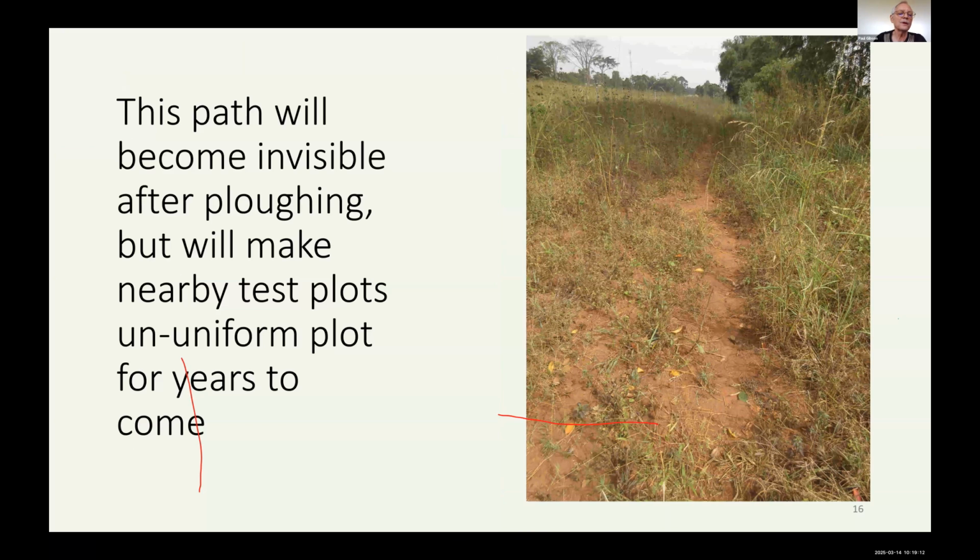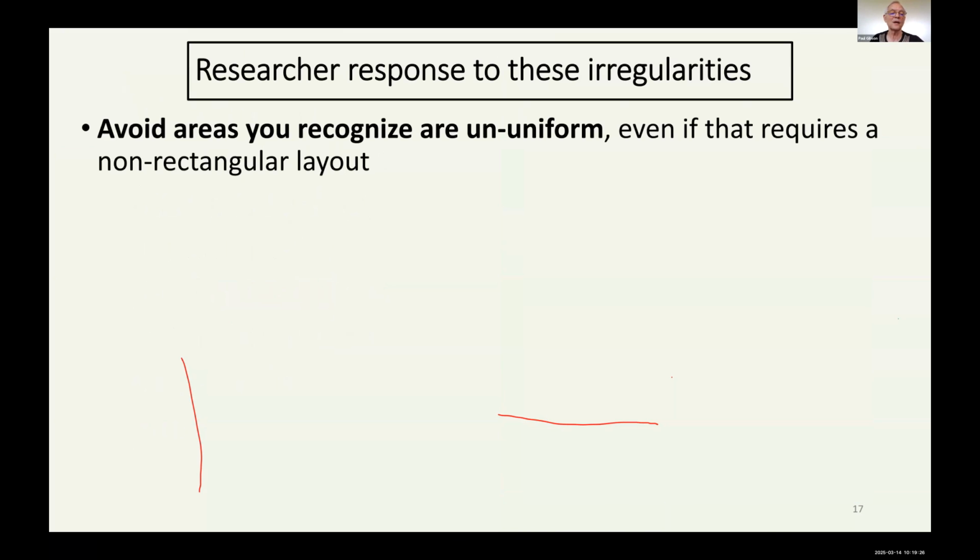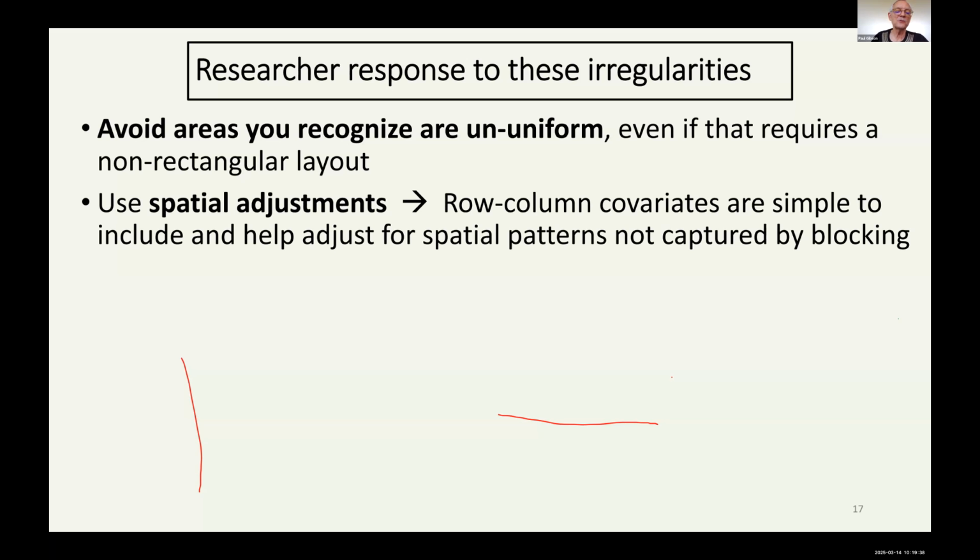Okay, the path will become invisible after plowing, but the nearby test plots will be non-uniform for years to come. Well, how do researchers respond to these irregularities? Avoid areas you recognize as being non-uniform even if that requires a non-rectangular layout. And use spatial adjustments. Row column covariates are simple to include and help adjust for spatial patterns.